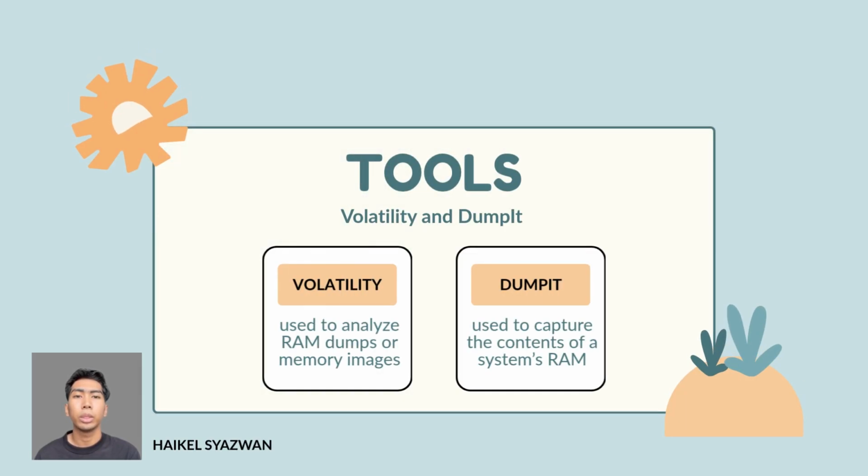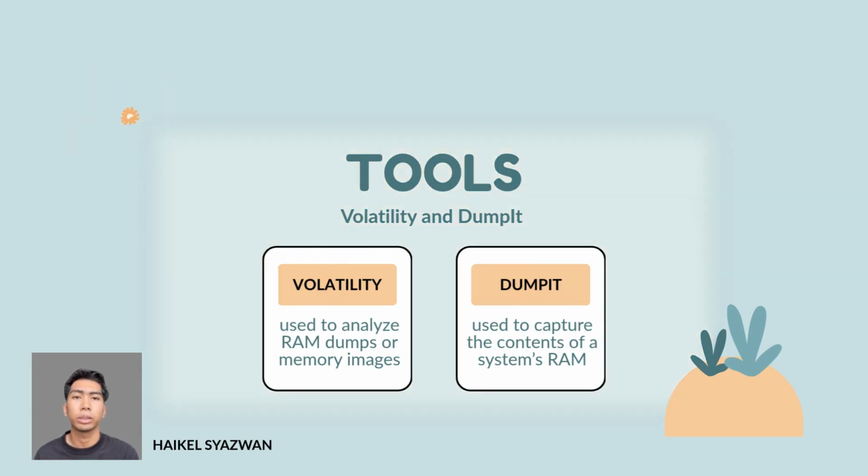The two main tools we use are DumpIt to capture the RAM and Volatility to analyze it. Volatility uses plugins to show what was running in memory, including processes, user sessions, or malware traces.